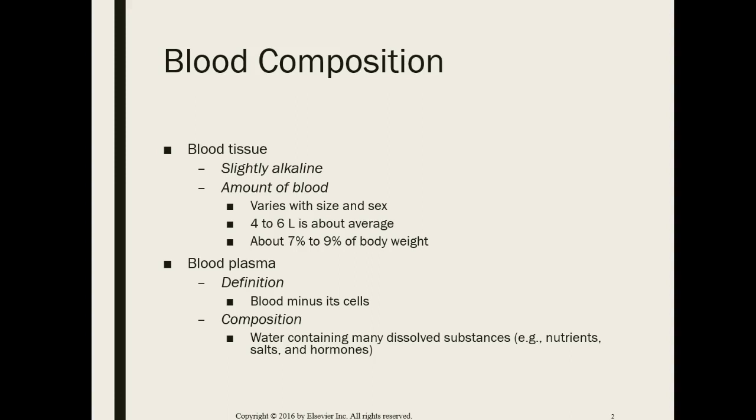A component of blood tissue is going to be blood plasma. So this is blood minus the cells. This is mostly water containing many dissolved substances such as nutrients, salts, and hormones. 7% of that plasma is going to be plasma proteins, which are albumin, globulins, fibrinogen, and prothrombin. So albumin plays a role in water retention. Globulins are antibodies, and then the fibrinogen and prothrombin are clotting factors.